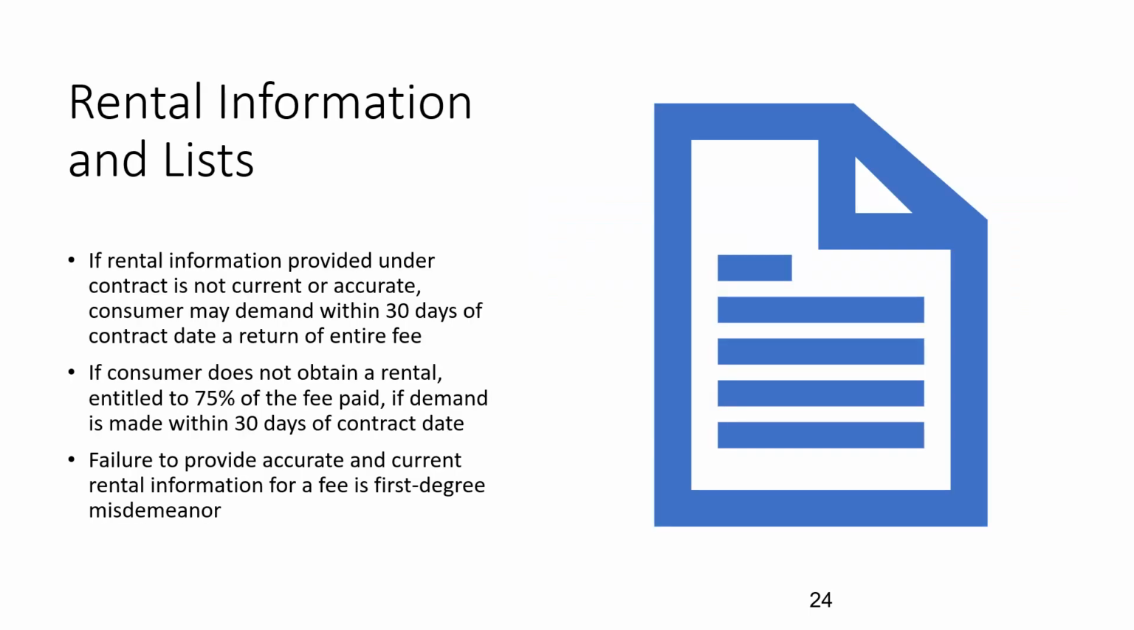Rental list and information. If rental information provided under a contract is not current or accurate, the consumer may demand within 30 days of the contract date a return of the entire fee. If the consumer does not obtain a rental, they are entitled to 75% of the fee paid if the demand is made within 30 days of the contract date.